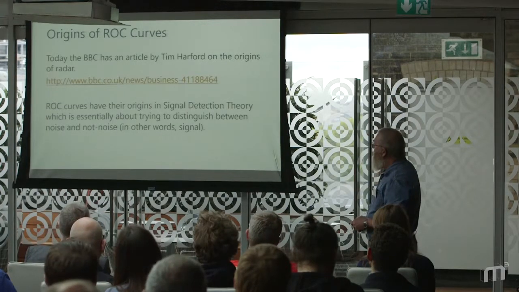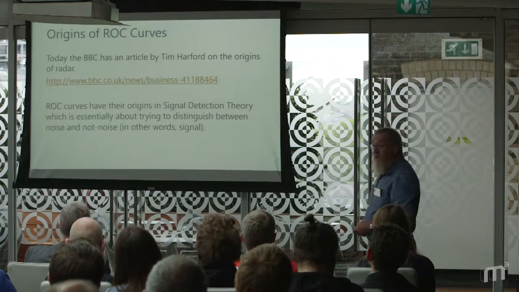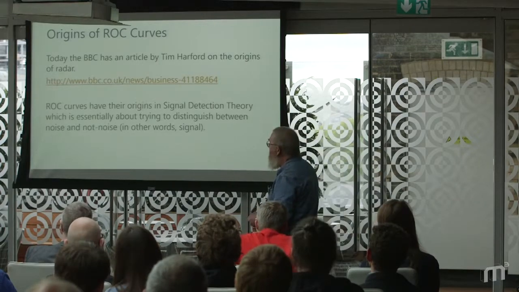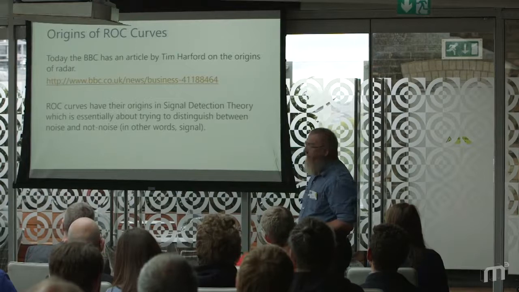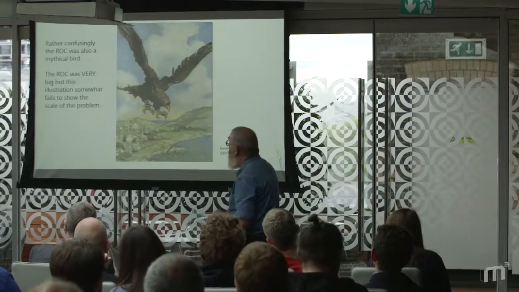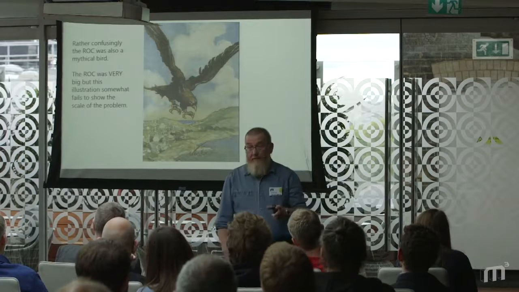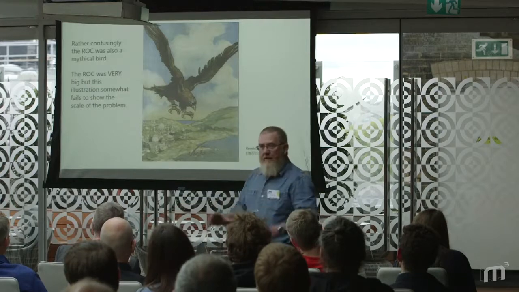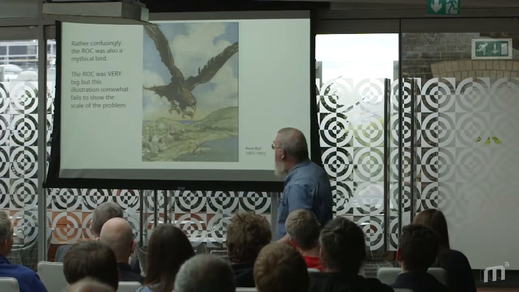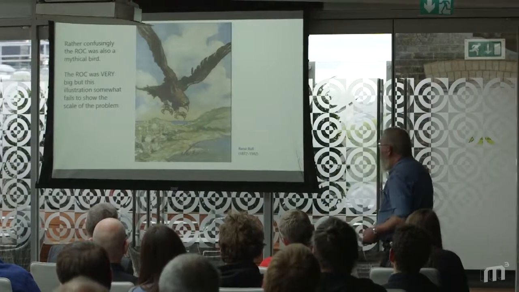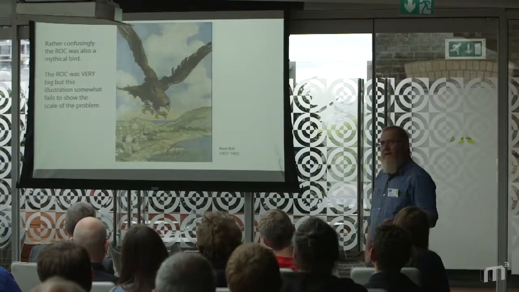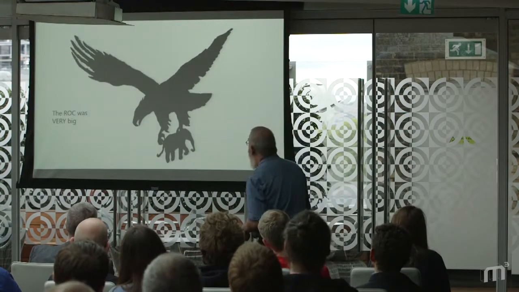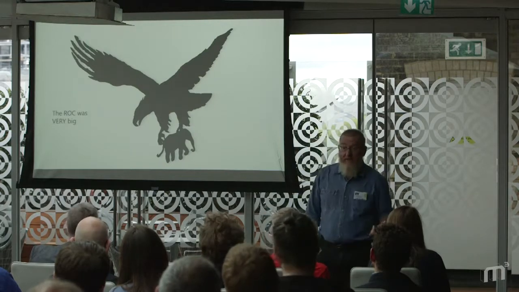By a bizarre twist of fate, there's an article on the BBC website about the origins of radar. And that's appeared today. And it's germane because ROC curves have their origins in signal detection theory. Now, to add another definition, the roc is a mythical bird. Have you heard about this? Yeah, big rocs, right. These are not real. You do not have to worry about rocs. But they're mythical. This illustration, which I found, doesn't really give you an idea of the scale. The roc was an extremely large bird, as you can tell by this illustration, which I think gives an idea.